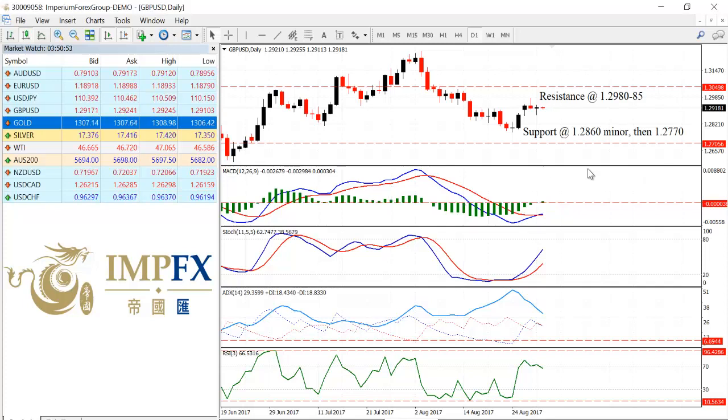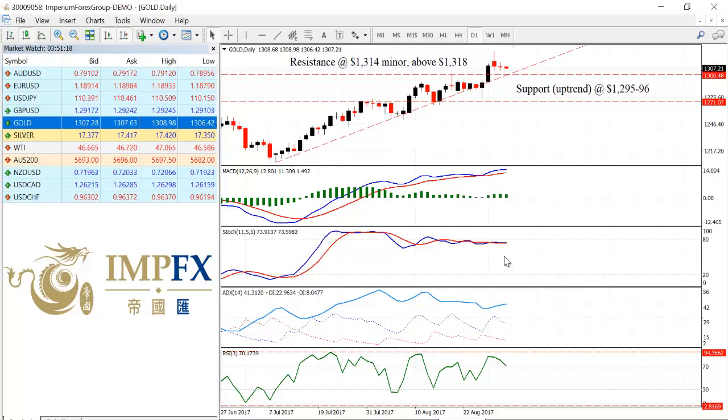I still expect to see further weakness coming into the pound, even though the technicals are slightly firmer. I do anticipate a rejection from 129.80-85 and a look back towards 128.60. Now a break beneath there would give further scope to 127.70 or even down to the base that I'm now holding at 127.05-15.